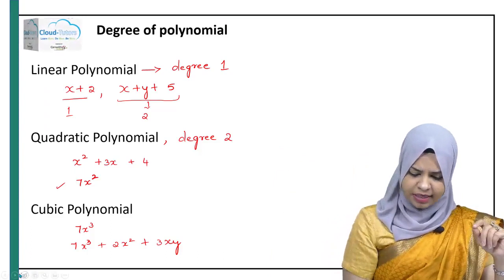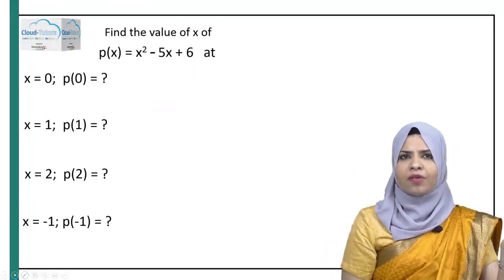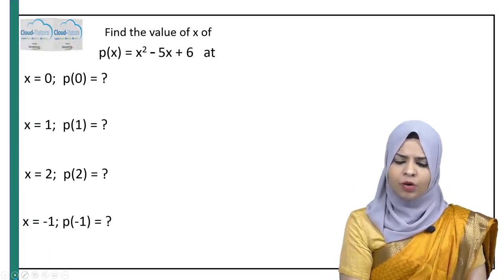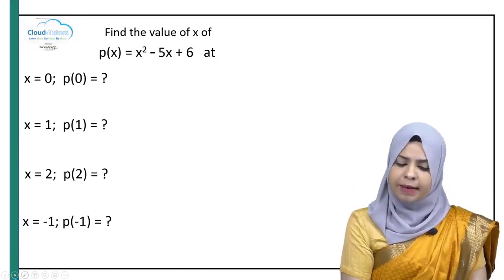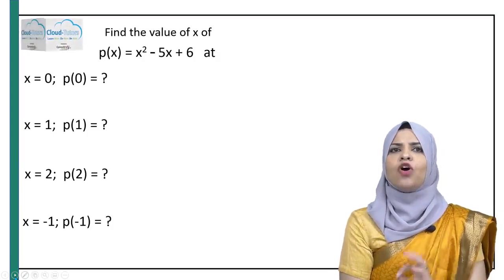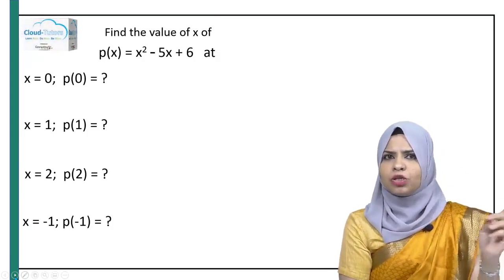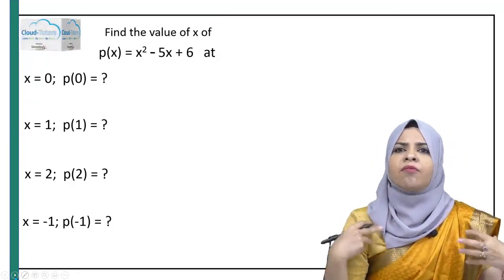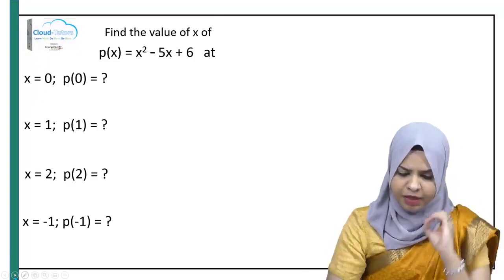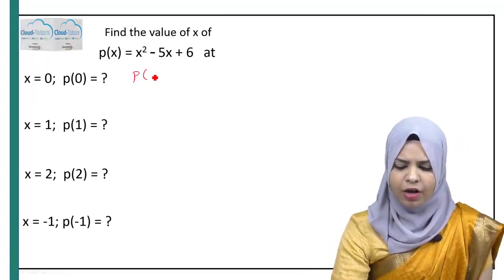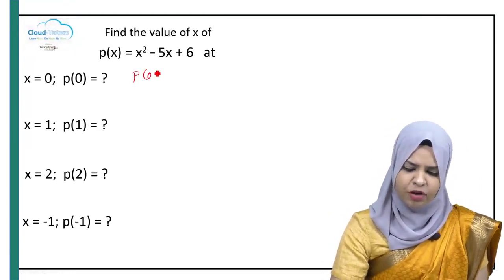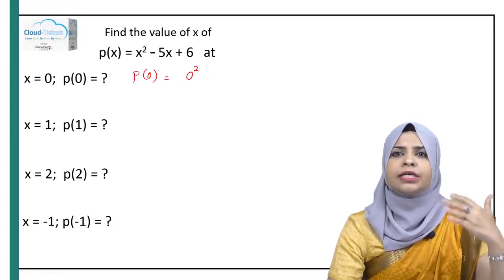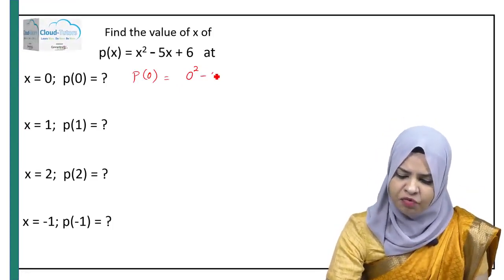Now with this understanding, let's find the value of P of x. For this, I have just taken an example here. P of x is equal to x square minus 5x plus 6. Now we have to find the value of P of x at x is equal to 0. First example: wherever I have x, I will replace the value of x with 0. So P of 0 is equal to 0 square, since it was x square, I have written it as 0 square minus 5x.